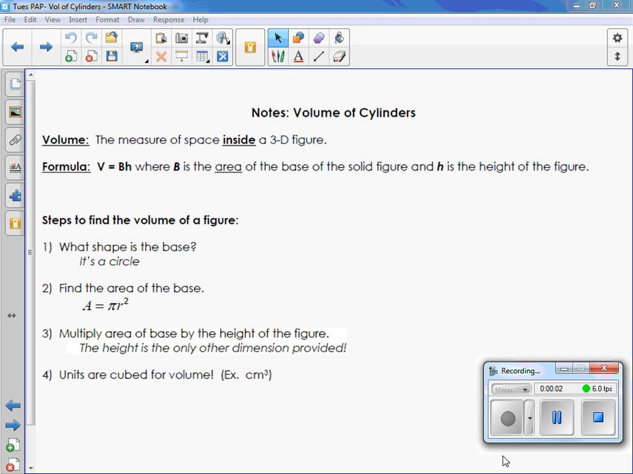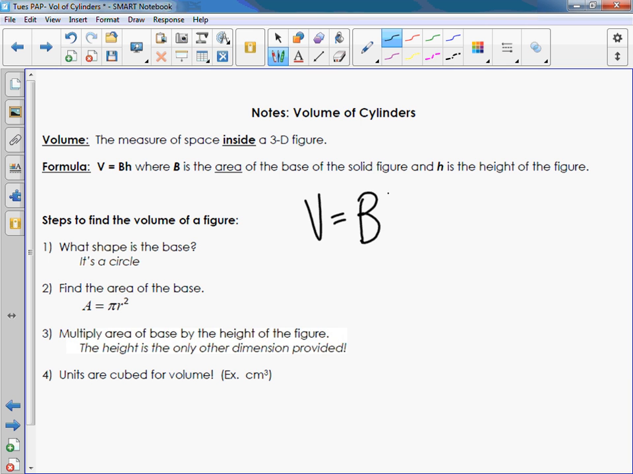This video is over volume of cylinders, and much like the formula that we learned with prisms, it's going to be big B times H. So just remember that the volume is a measure of space inside a 3D figure. The formula is big B times H, where again, big B is the area of the base, and the height is the height of the figure.